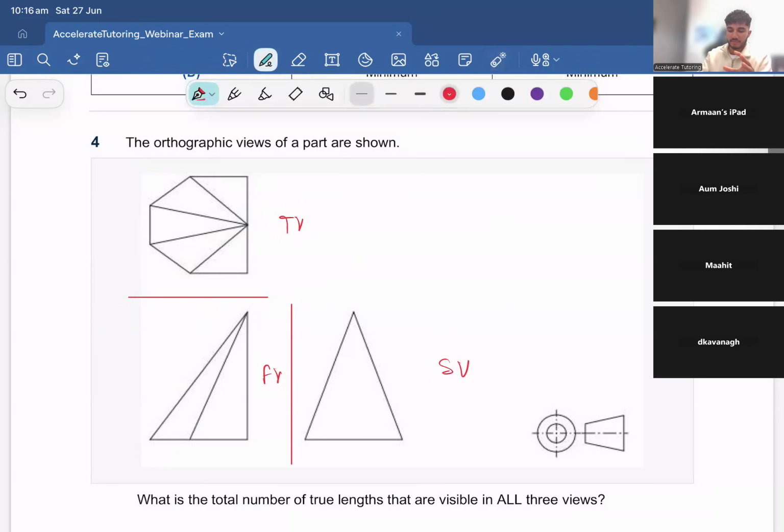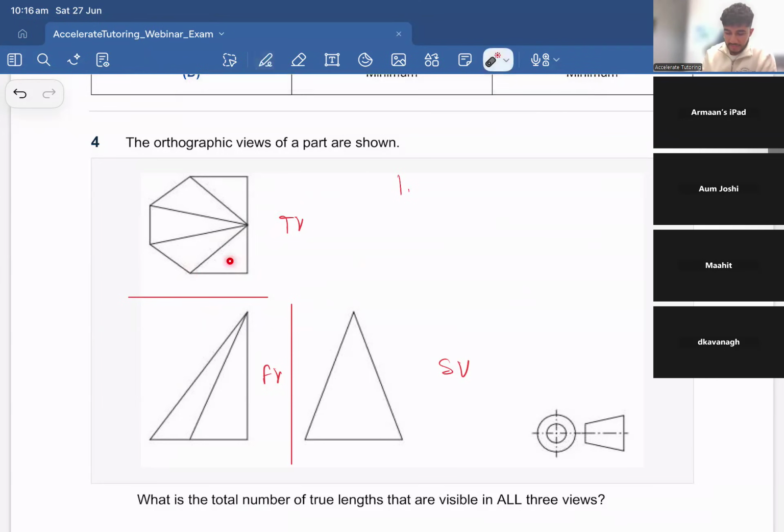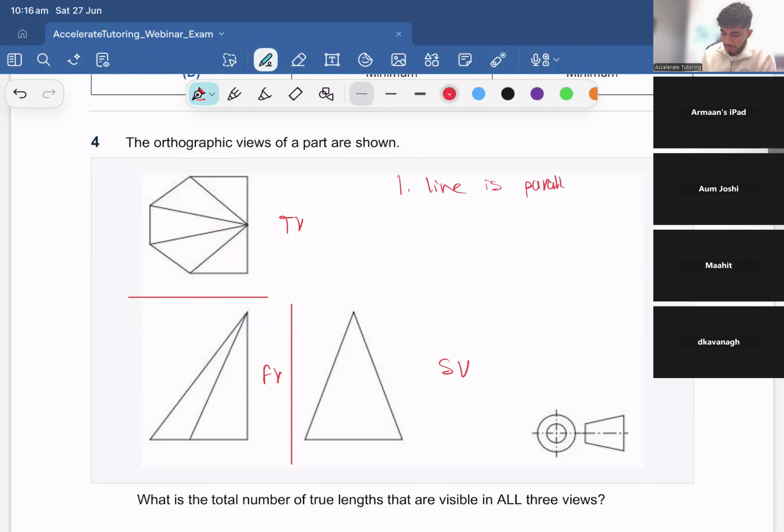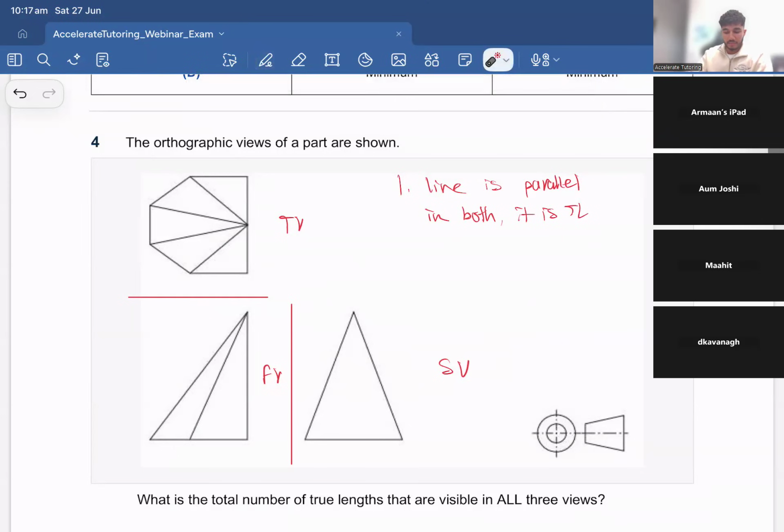Yeah, so this is mainly applying for top view and front view. We have 3 primary rules that you want to follow. The first is if a line in top view or front view is parallel to our plane, we just draw a straight horizontal line going across just in between top view and front view, is parallel in both, it is true length. That's the first one. So if it's parallel in both, it will be true length.